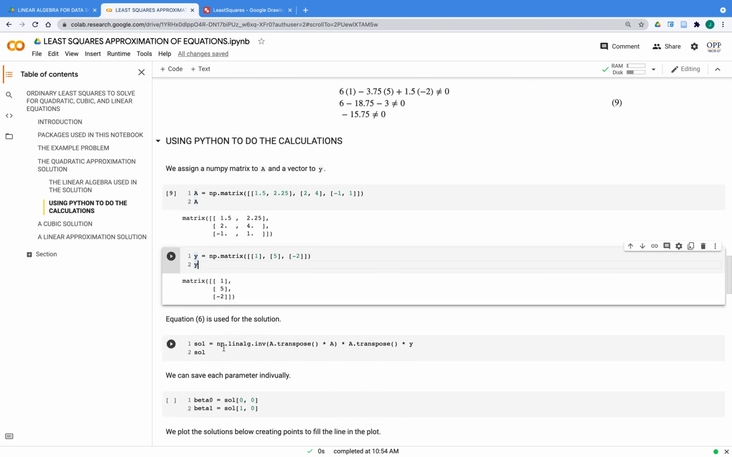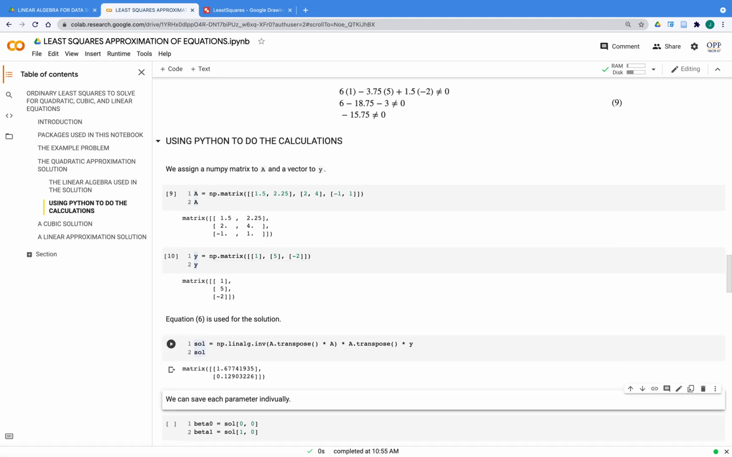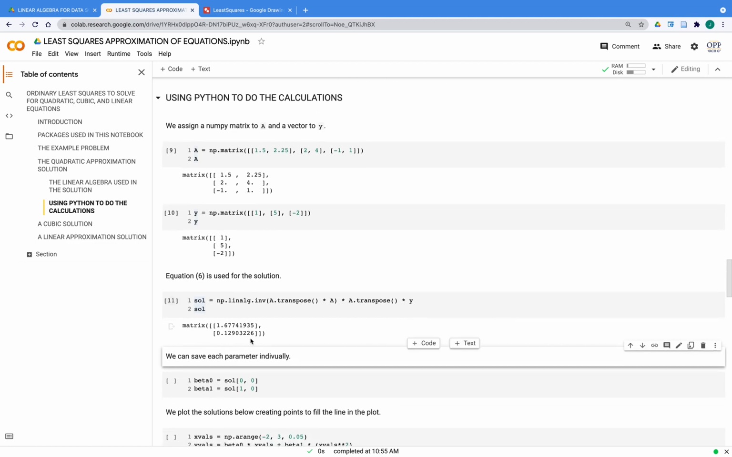And now we're going to use equation 6. Remember, that is the transpose of a matrix times the matrix. And you take the inverse of that, multiplied by the transpose of that matrix times y. And that's going to give us beta, the vector beta. And of course, it has to have 2 values in it. It's a 2 by 1 matrix, or a 2-element column vector.